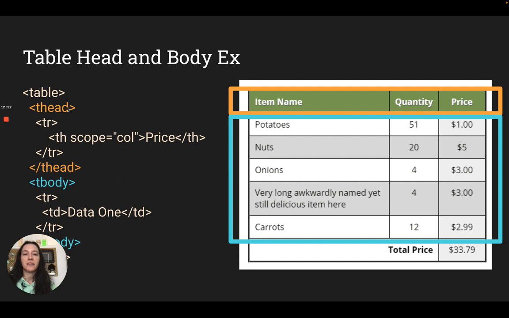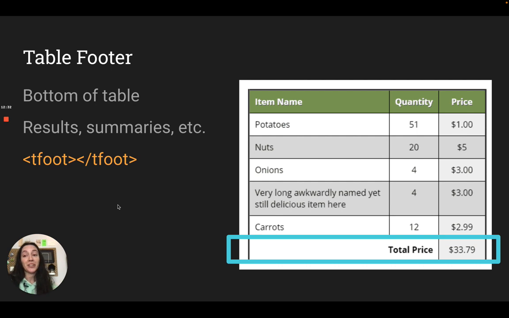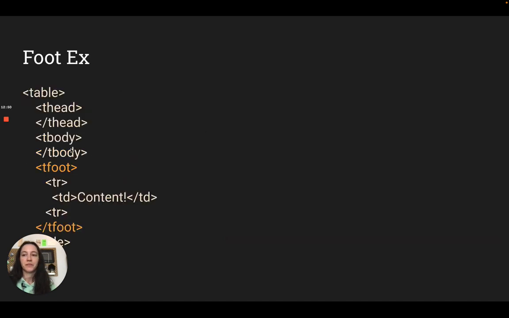You'll have T head, and then all of your table heading scope column will be in there, and then your T body with all of the rest of your stuff, except for the footer. So you also have a foot, and usually that is results, summaries, something that is the reaction to the data above is in the foot. So here we see like the total price is equal to this. That would be in the foot. That's just T foot. It goes at the bottom. It will look like this.